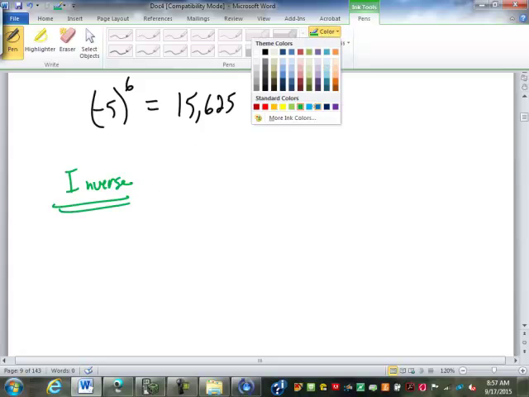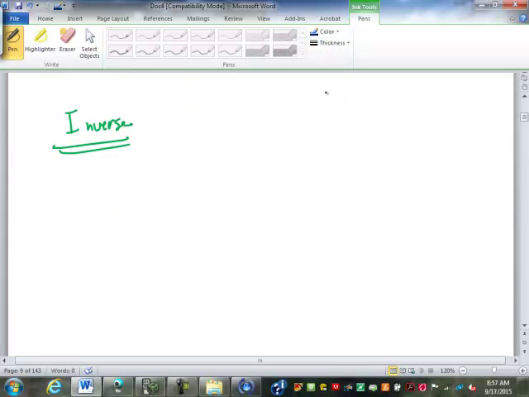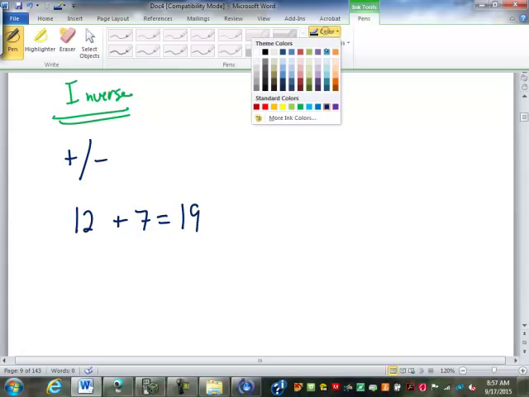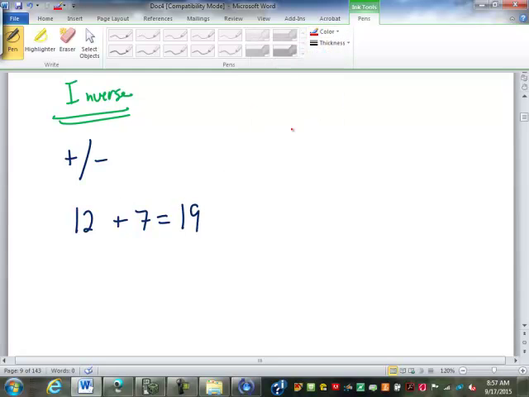What I mean by inverses is exactly this. One will undo the other. Addition and subtraction are inverses. If I pick a number, let's just pick the number 12, and I'm going to add something to it. I'll pick another, let's just pick 7. 12 plus 7 is 19. If I want to get back to the 12, I'm going to take my 19 and I'm going to subtract 7. And it'll take me back to 12.